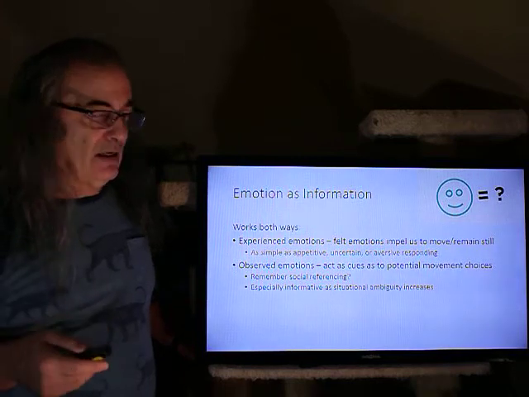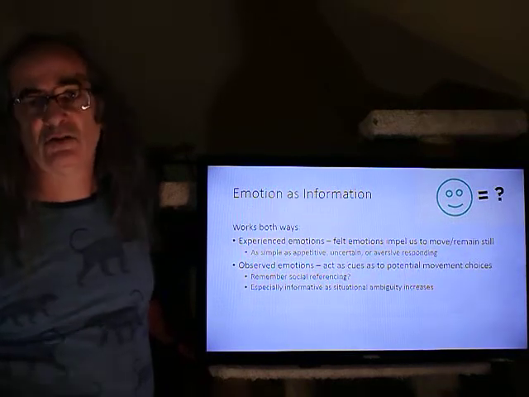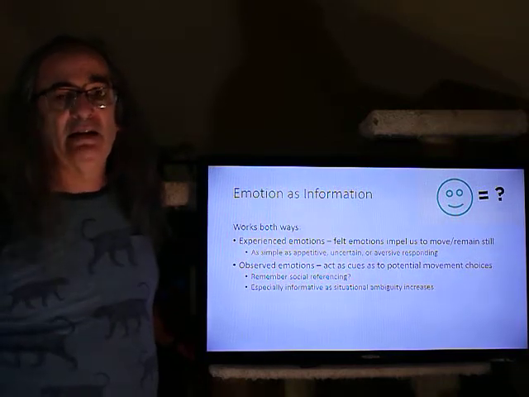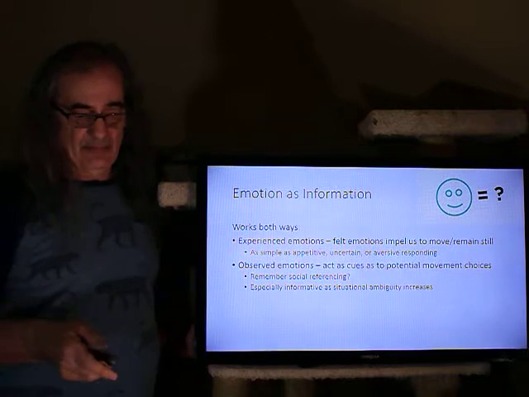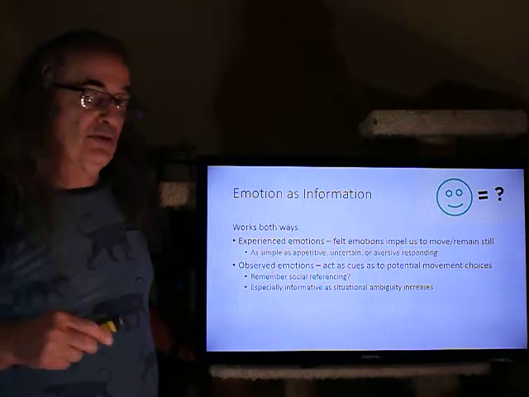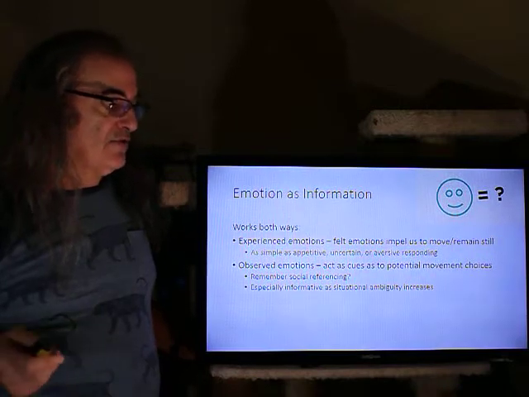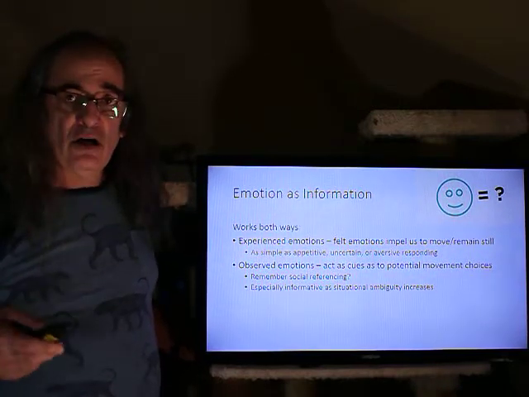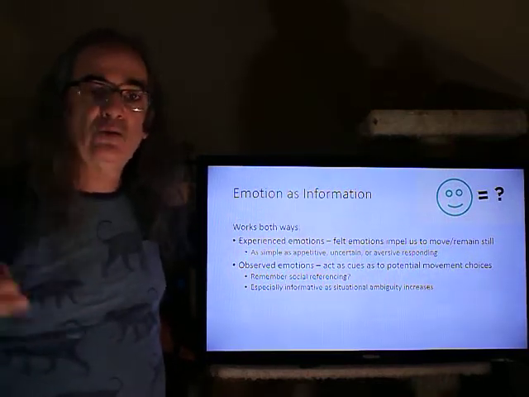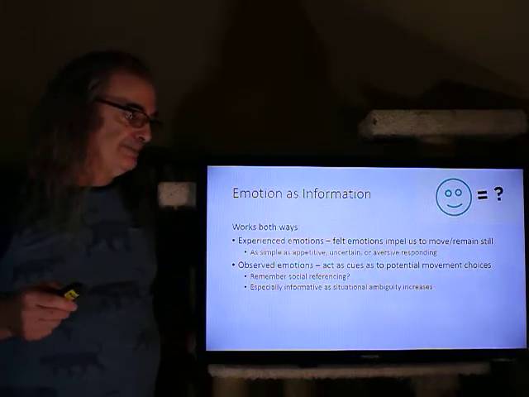So felt emotions impel us to either approach something that we like, that is, we might have an appetitive relationship with a piece of cake. Oh my God, that looks so good, I can't stand it, I have to eat that, right? Or aversive responding, oh, I don't want any part of that. And uncertain is, let me gain more information so that I can then understand what it is. Observed emotions, that is, not what I'm experiencing but what I observe, act as cues for potential movement choices. So when we talk about social referencing, this would be using an observed emotion as information as to how I might respond or how I might capitalize on a situation, if we're looking at the adaptive value.